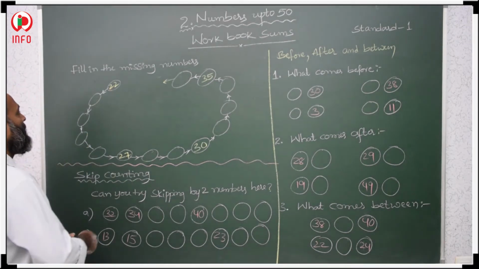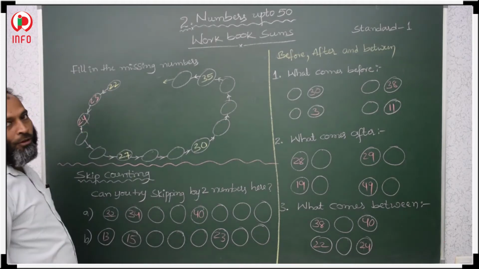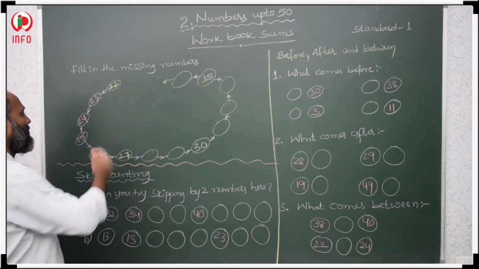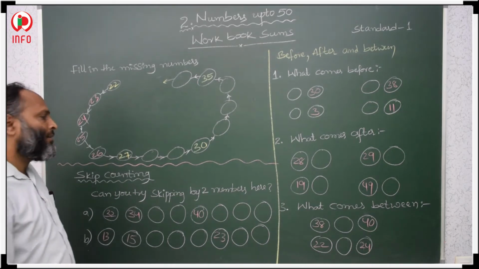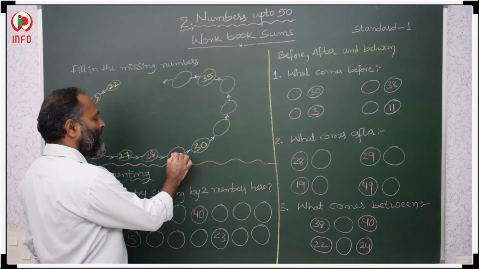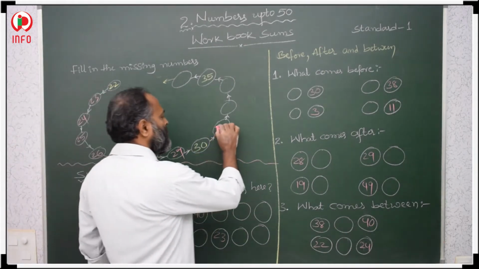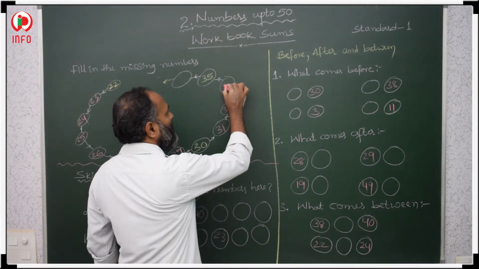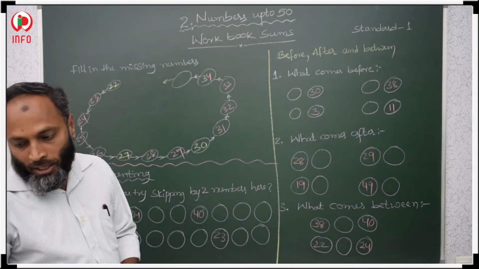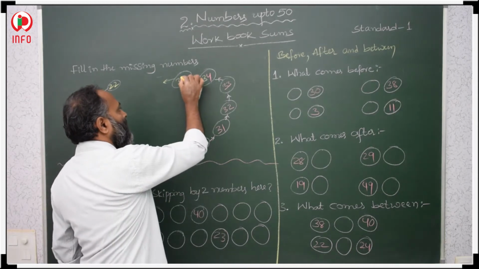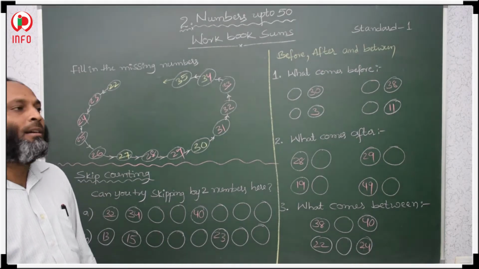22. After 22, what number will come? 23, 24, then 25, thereafter 26, 27, then 28, then 29, then 30, then 31, 32, 33, here 34 will come, 34 at the end, and here 35 will come. In this way we have to write our missing numbers.